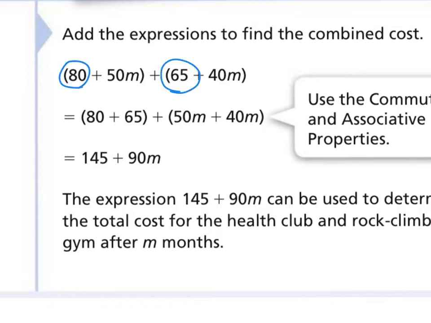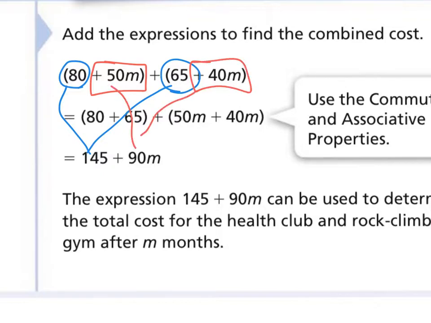Okay, we can look at this. We can say 80 and 65. We're going to add those together. That's how they got the 145 down here, by adding those. And then 50M and 40M, they added those together to get the 90M.